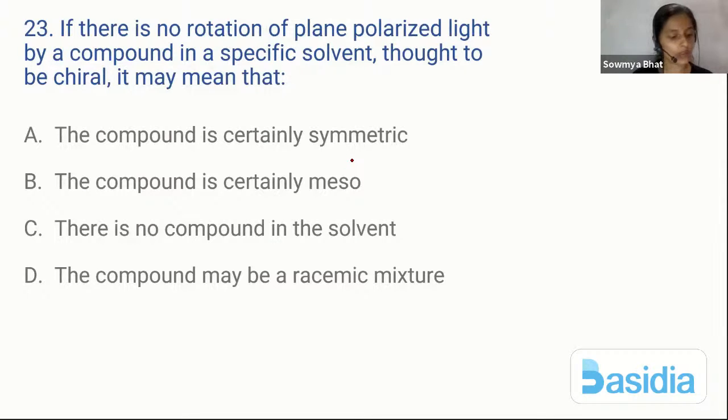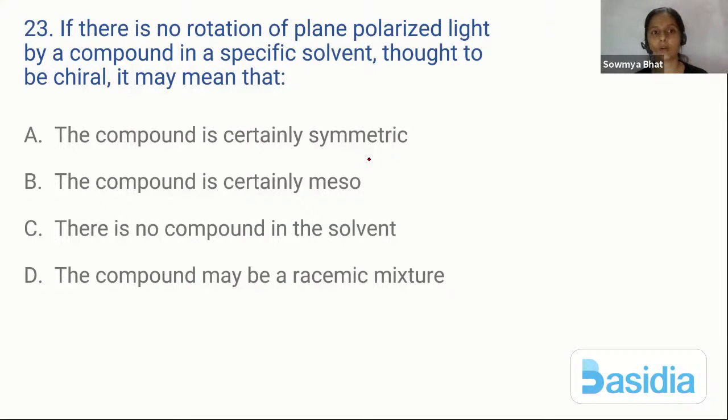So the next question which we have: if there is no rotation of plane polarized light by a compound in a specific solvent, thought to be chiral, it may mean that. So we are thinking the compound is chiral. But if there is no rotation of the plane polarized light, that means it is optically inactive at some time. In a specific solvent, they have mentioned, not everywhere, in a specific solvent. So what is the meaning of this?